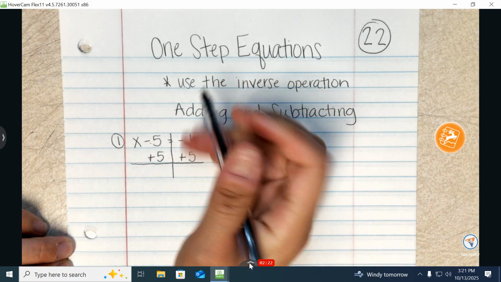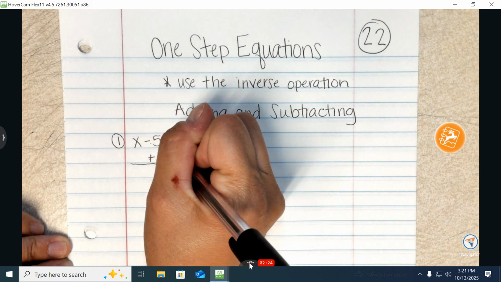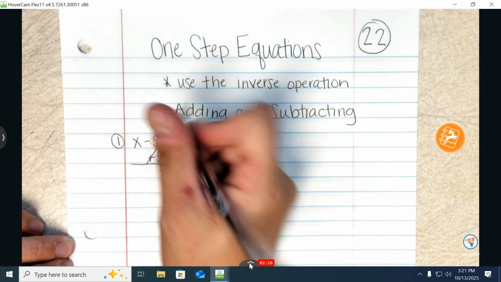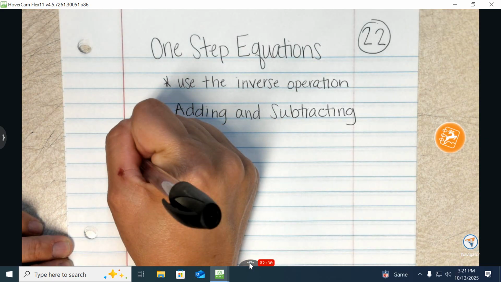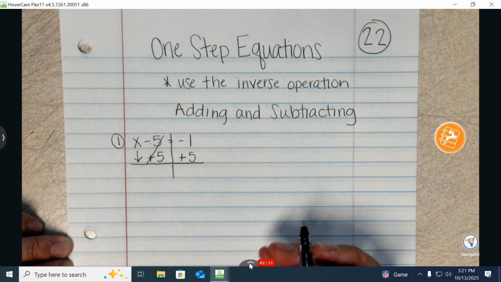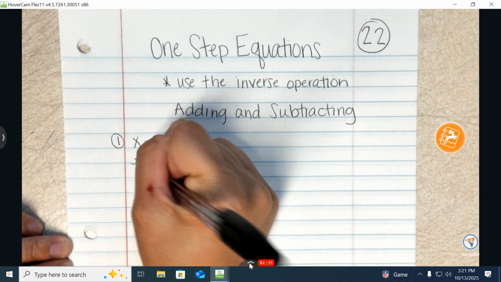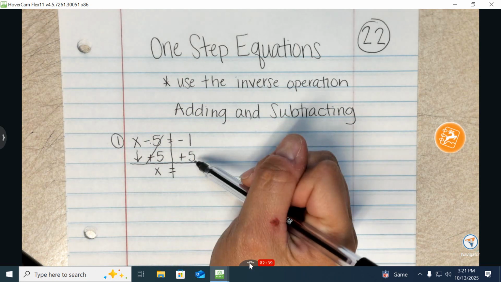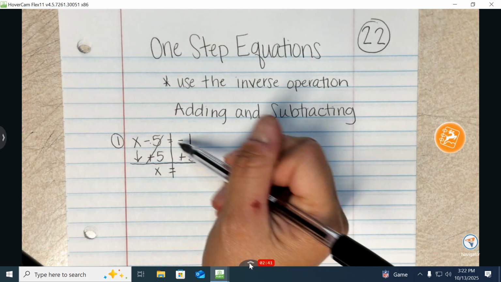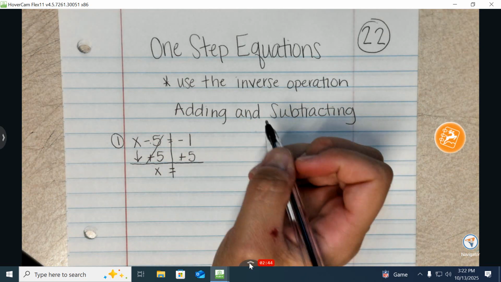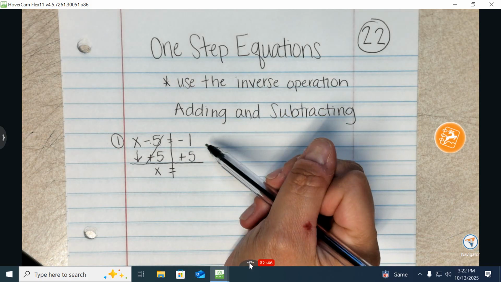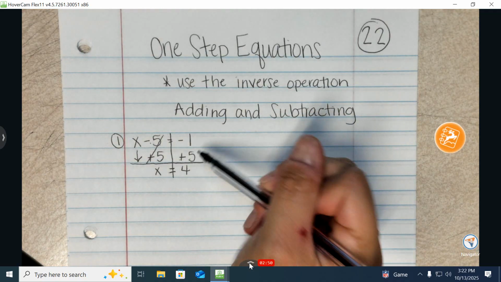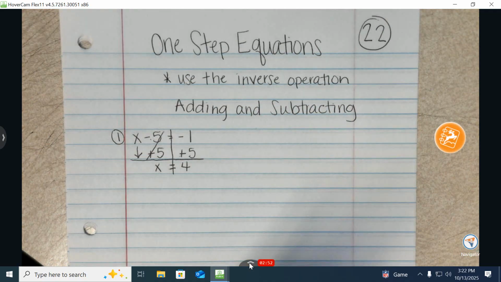Negative 5 plus 5 is 0, so it just cancels out, becomes 0. I don't need to write plus 0 because that's not going to change the problem. I need to drop down the x, so I'm going to bring it down, equals, and then I have negative 1 plus 5. We're adding, but they don't have the same sign, so that's going to be subtracting. 5 minus 1 is 4, and 5 has the larger absolute value, so it stays positive.